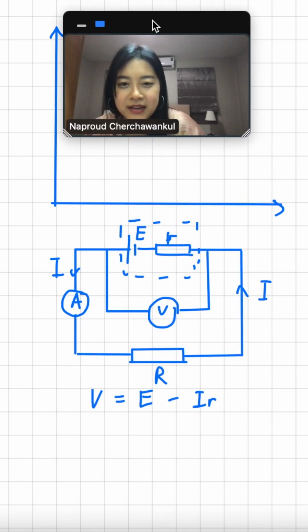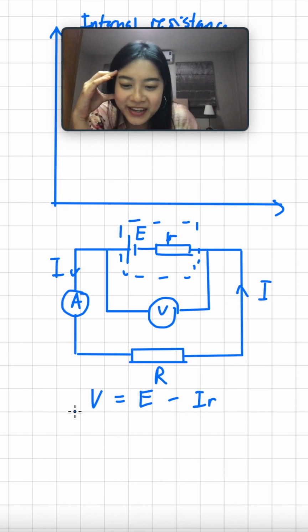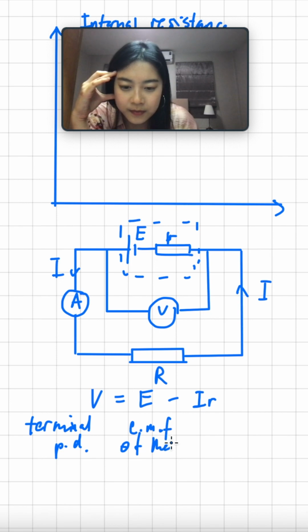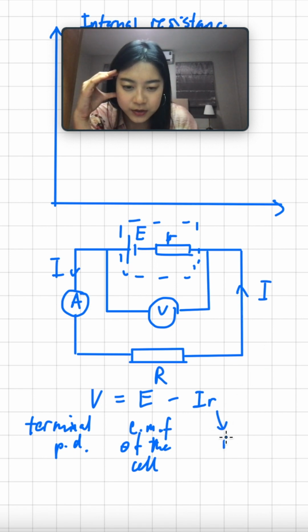Sorry, there's no space to put my face. Okay, there, it can go there. V is the terminal PD. E is the EMF of the cell. I is the current in the circuit, so it's the same all around, and r is the internal resistance.